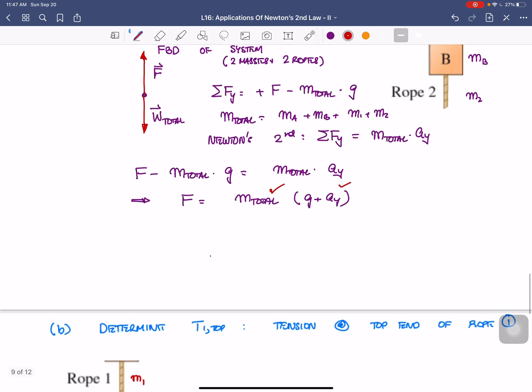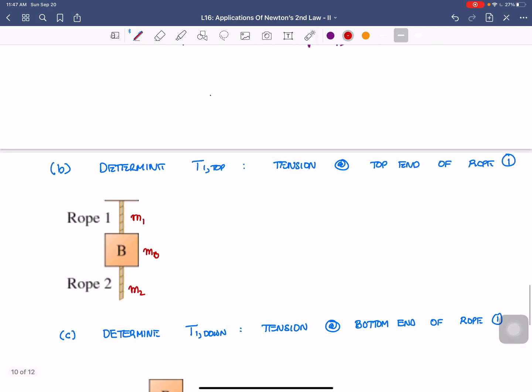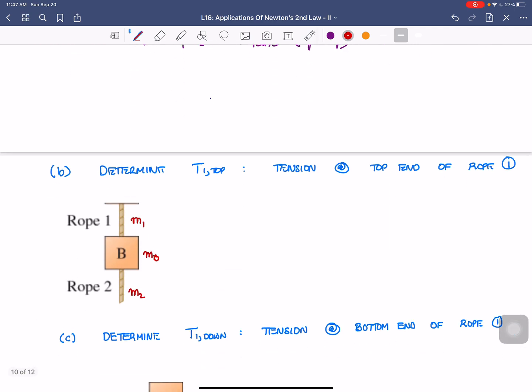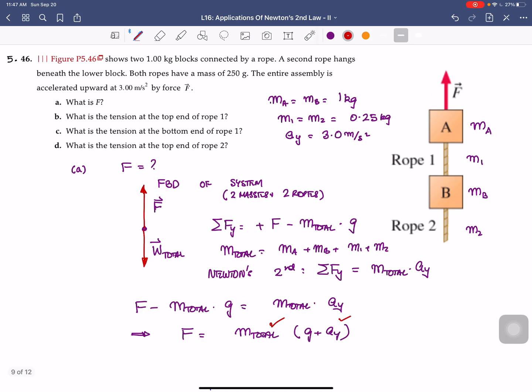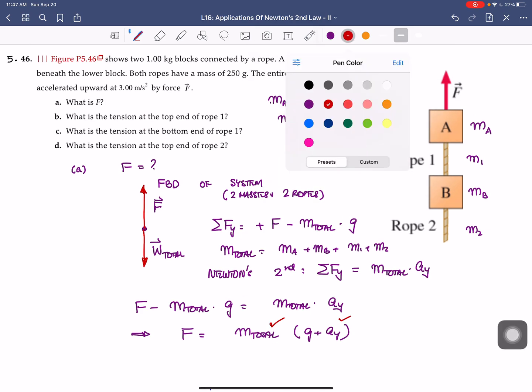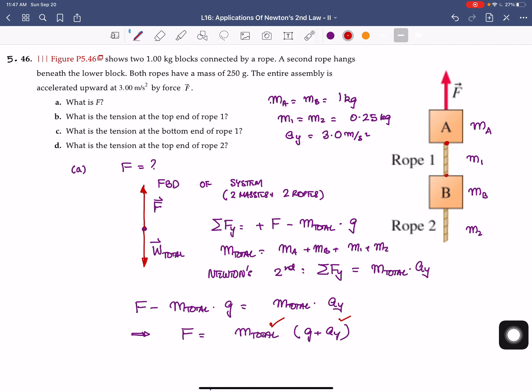Part B is where the problem gets interesting. It asks to determine the tension at the top end of the rope. So now if you look at the rope here in the sketch, you've got the top end and the bottom end. As we'll soon show, the tension is going to be different. I'm going to call this T1 top, the tension at the top end, and here is the tension at the bottom end, T1 bottom.